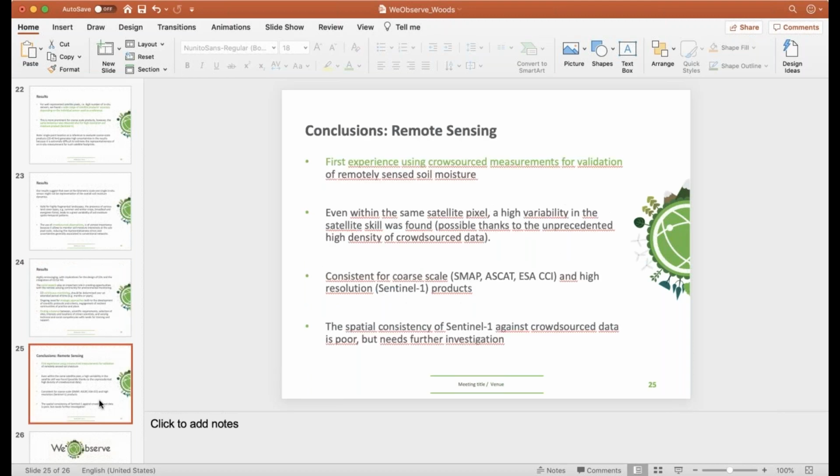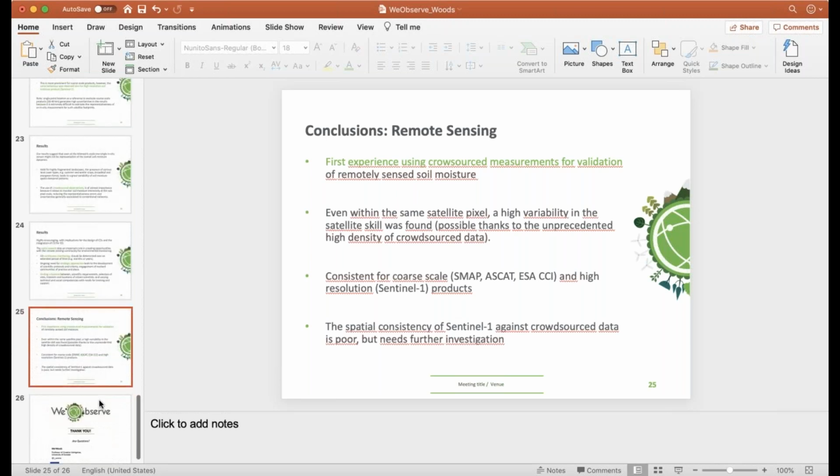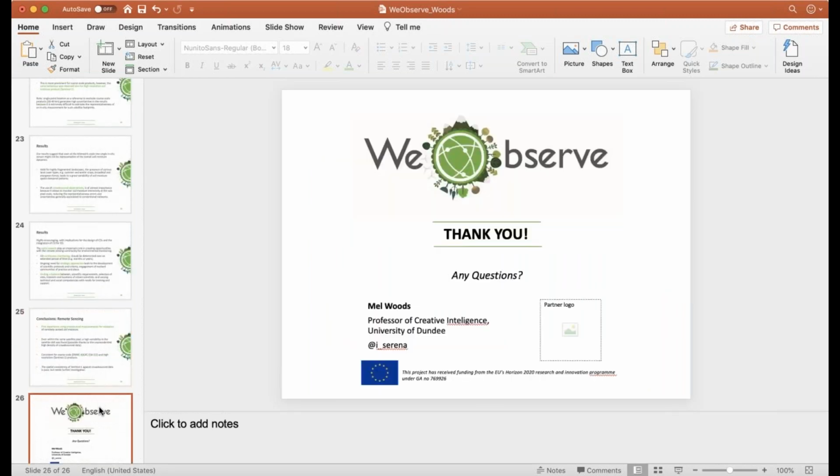So this was the first experience using crowdsourced measurements for validation of remotely sensed soil moisture, and these are our results. I have to say that obviously you'll probably be able to tell that I'm not the scientist that was involved in the work. I was the one who designed the overall model for the observatory with the engagement strategies and the social engagement with the communities. However, we do have all of the results in the full paper that we've submitted, and that should be coming out in a matter of weeks. So we'll be delighted to share that with anybody who's got a specific interest in those results.